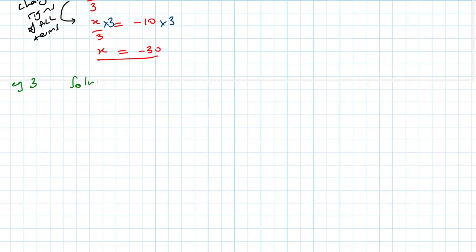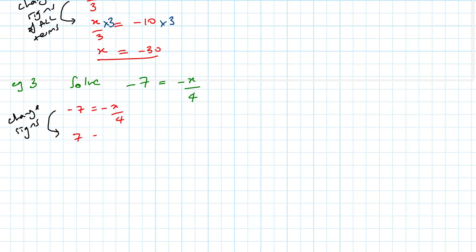Example 3. This time the other way round. Solve negative 7 equals negative x over 4. Okay, write out the question. As before, we're going to change the signs of every term. So 7 equals x over 4. Multiply both sides by 4 and we're going to get 28 is equal to x, or x equals 28.